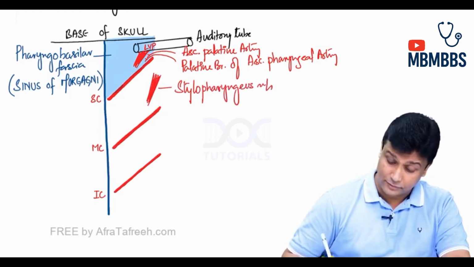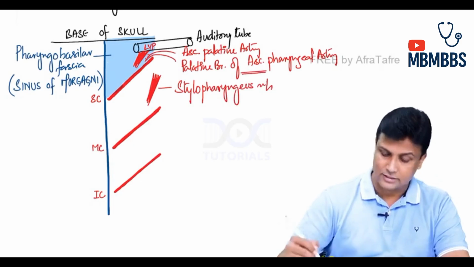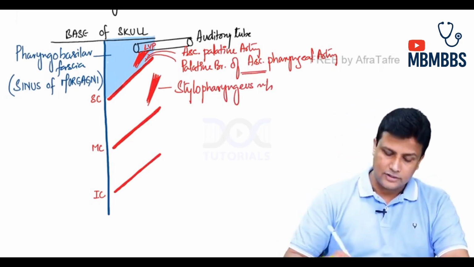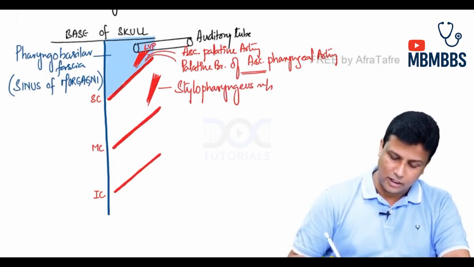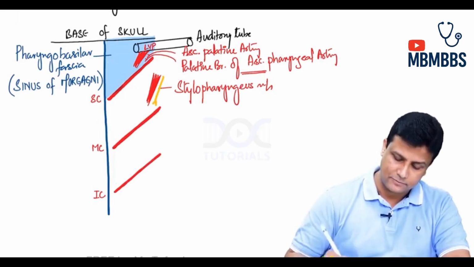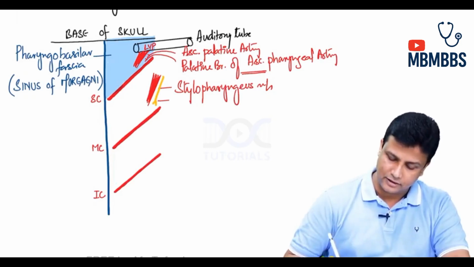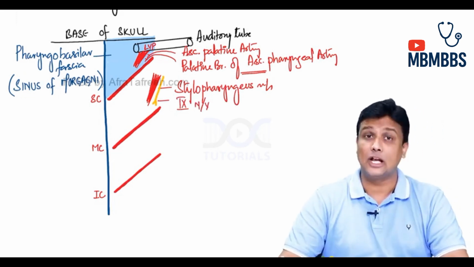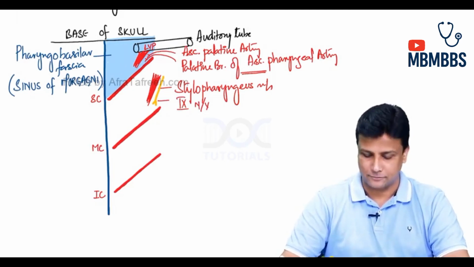Stylopharyngeus muscle, and it is going from inside. Why? Because longitudinal muscles are present on the inner side in the pharynx. And along with the stylopharyngeus, definitely without any doubt, which nerve is going to go along with that one? The nerve going along with that one is definitely the ninth cranial nerve. Ninth nerve. Stylopharyngeus will be supplied by glossopharyngeal nerve that is passing from there.